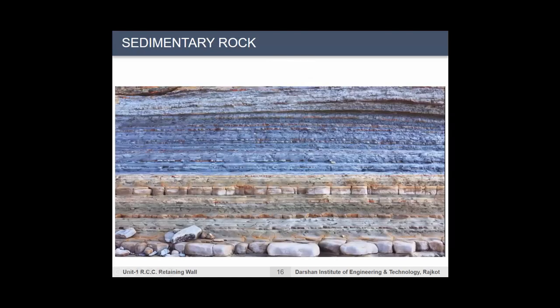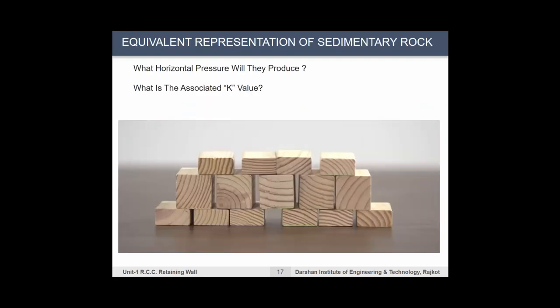As an extreme and practical example, sedimentary rocks sometimes contain horizontal layers like those formed by these wood blocks. What horizontal force will be produced? What is the associated K value?